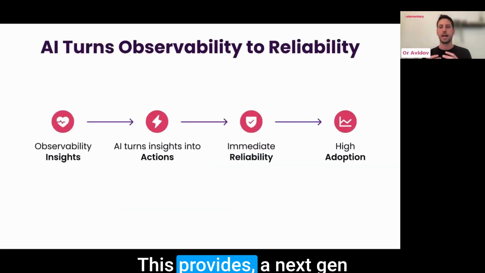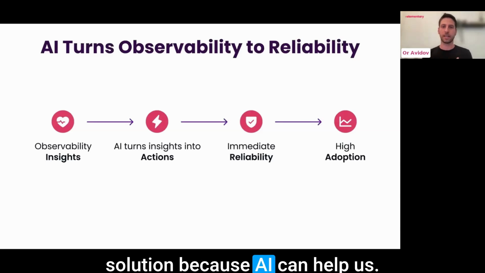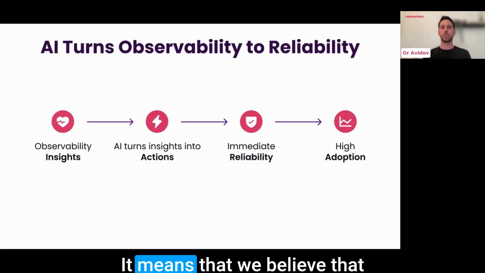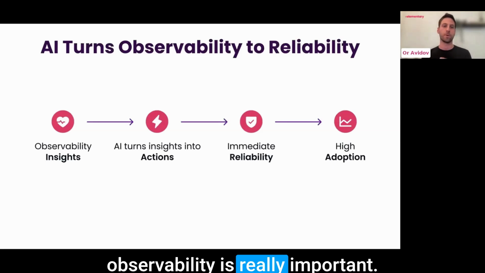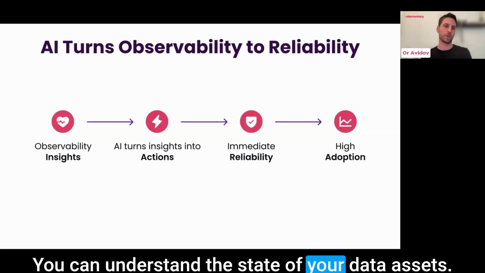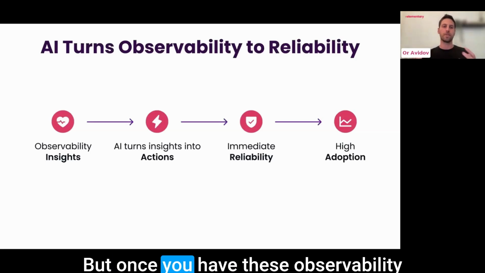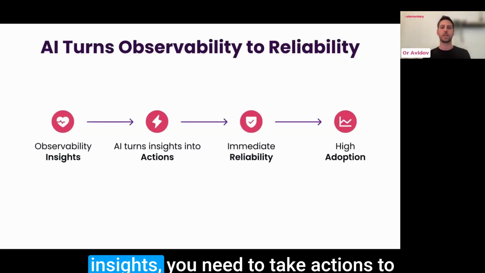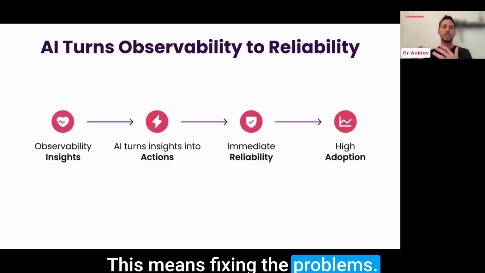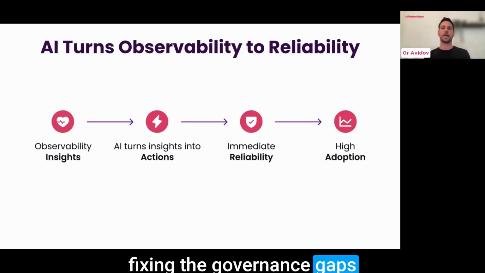This provides a next-gen solution because AI can help us turn observability into reliability. It means that we believe that observability is really important. It's the first step. It provides visibility. You can understand the state of your data assets. But once you have these observability insights, you need to take actions to increase the reliability of your data assets. This means fixing the problems, fixing the governance gaps, and making the data reliable.